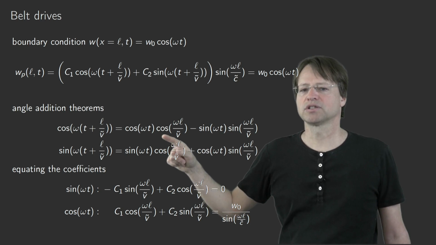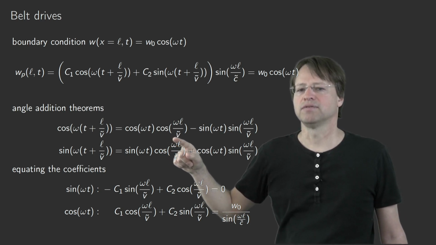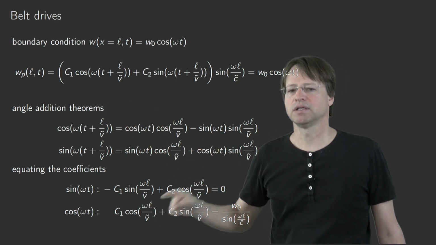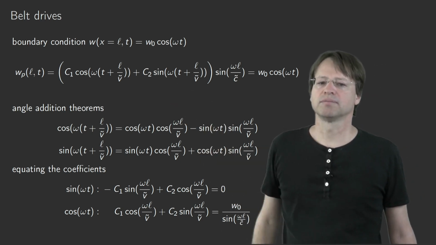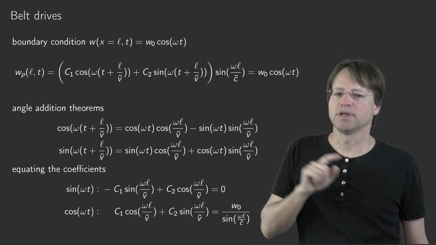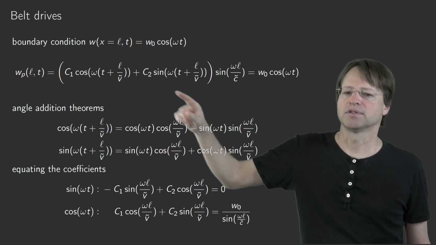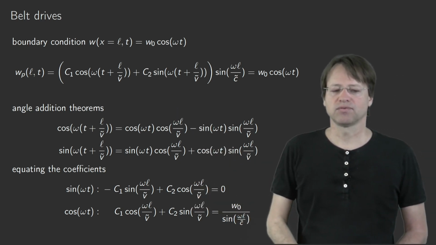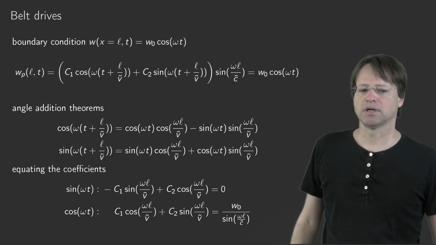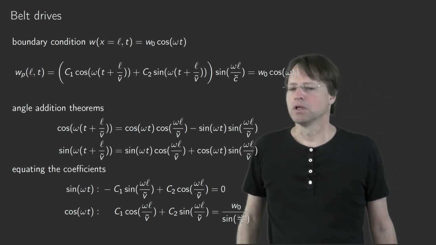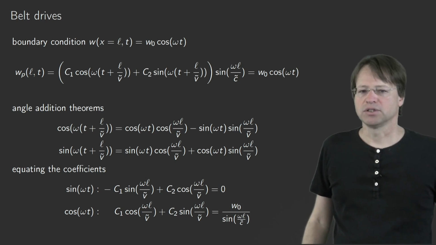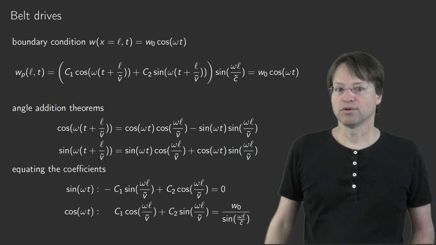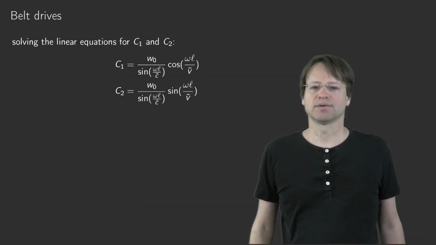For the cosine function, it's cosine omega L divided by v tilde times c1 here. And for the second term, it's sine omega L v tilde times c2, so this one. So two algebraic equations for two constants c1 and c2. Solving these linear equations is easy. I skip therefore the step and present the results.